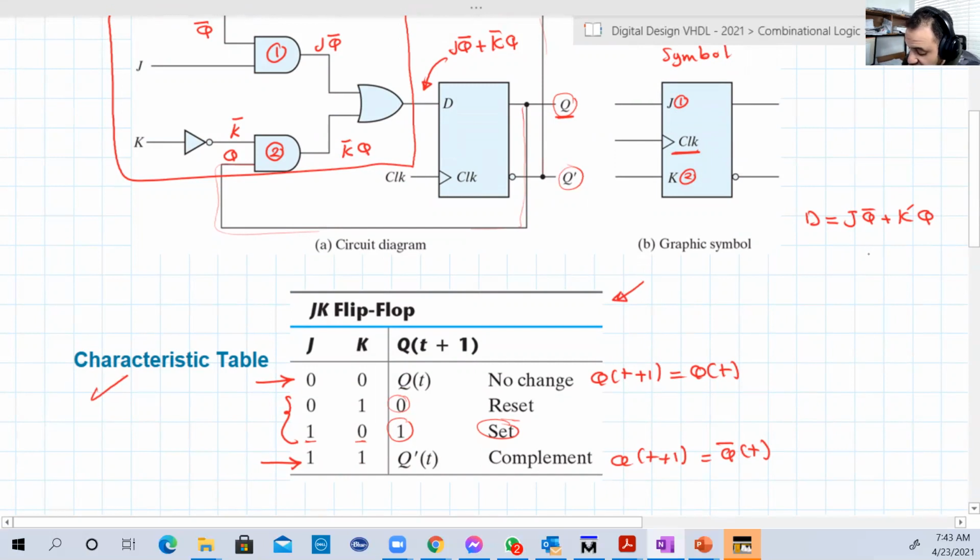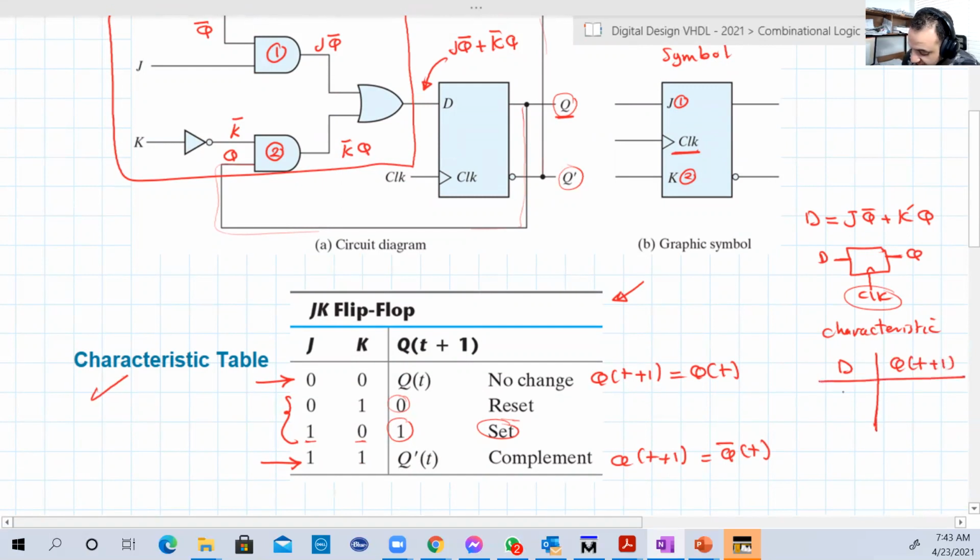Now, we know that the D flip-flop, from the previous video, is a transparent flip-flop. Whenever you have something like that, the input will be coupled to the output when the clock comes. So let's now do the characteristic table for this guy. We didn't see it. Let's now do it. So the characteristic table for D flip-flop is as follows. Basically, you have D and you have Q of T plus 1.